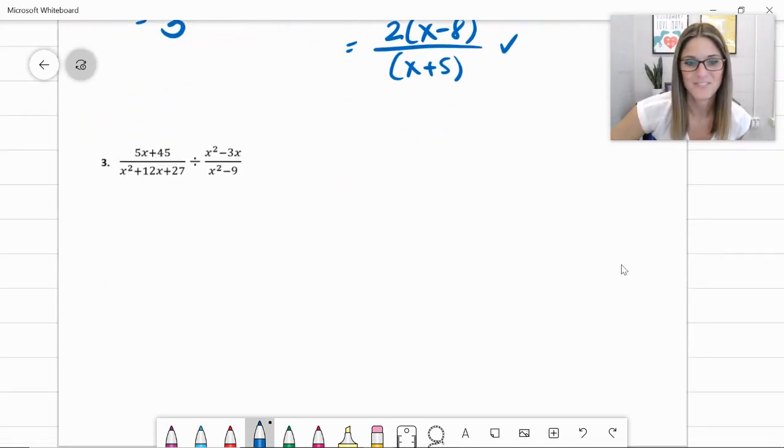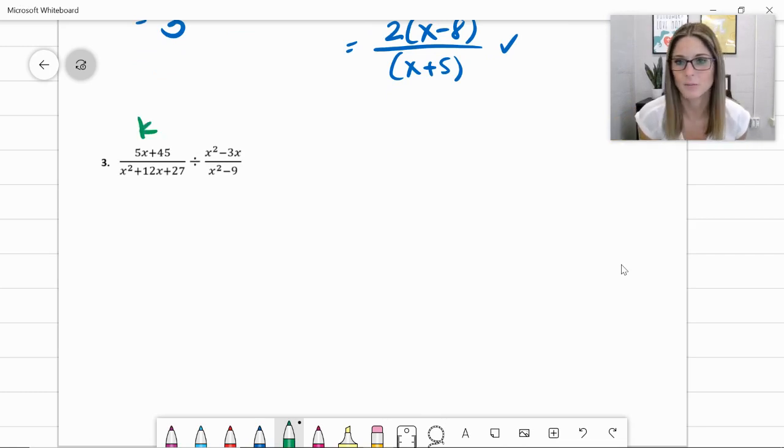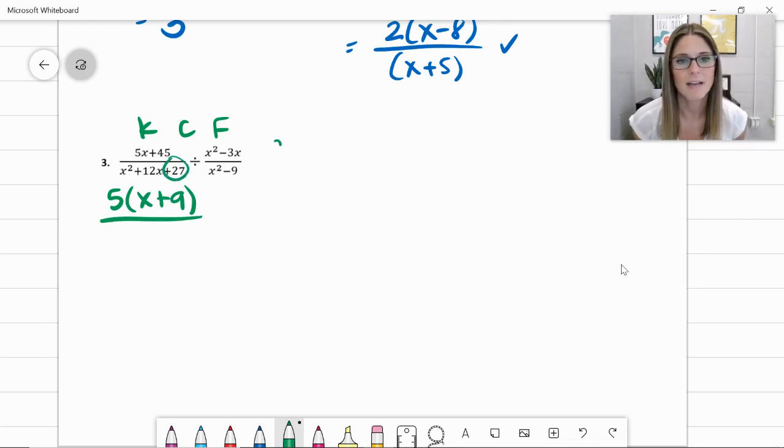Last example is a division problem. So I am going to keep this first one the way it is. We are going to change it to multiplication, and then I'm going to flip the last one. So let's start factoring. The left numerator, I can remove GCF of a 5. So I'll have x plus 9. Denominator, factors of 27 that add up to 12, 9 and 3. So x plus 9 times x plus 3.